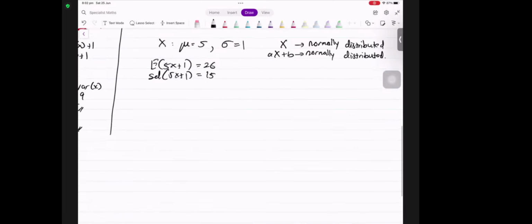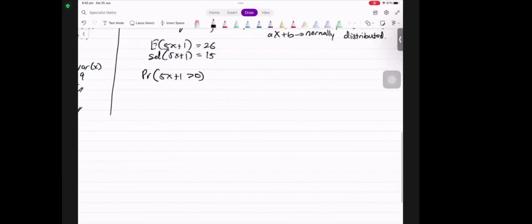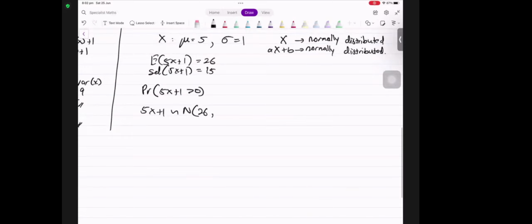And that's really the main basis of it. So here, let's say I wanted to find the probability that 5x plus 1 was more than 0. Well, this is basically the same as, if I write it in proper form, we have a mean of 26 and a variance of 225, given the probability of 5x plus 1 is more than 0. And you can just put this into CAS and get whatever answer.